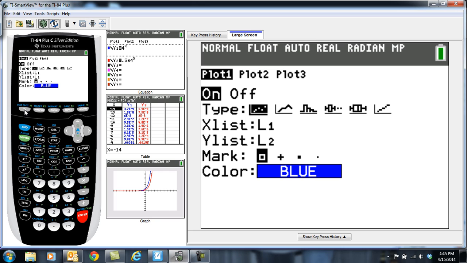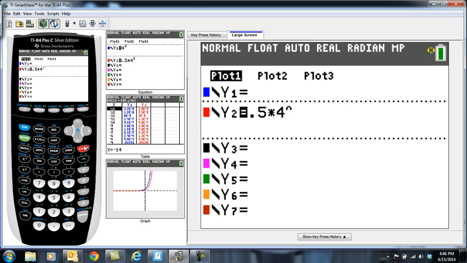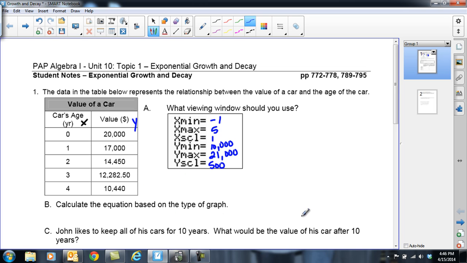Now before I graph, I'm going to go to y equals, and I'm going to clear out any equations that are there so that they do not graph on top of my scatter plot. And so then I press graph, and I should get this scatter plot. And so I have this scatter plot, and it sort of looks like it's going in a straight line, but it's really not. This is going to sort of curve. Okay, and I know that it's going to sort of curve because these are getting smaller and smaller and smaller, but if you think about it, you're talking about the value of a car, it's never really going to equal 0.